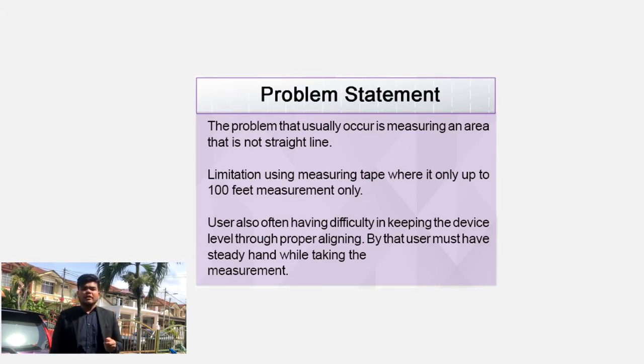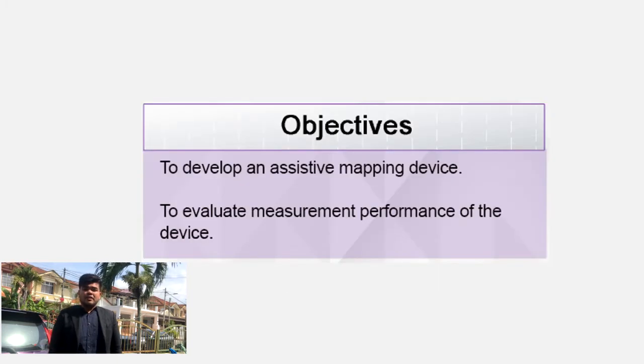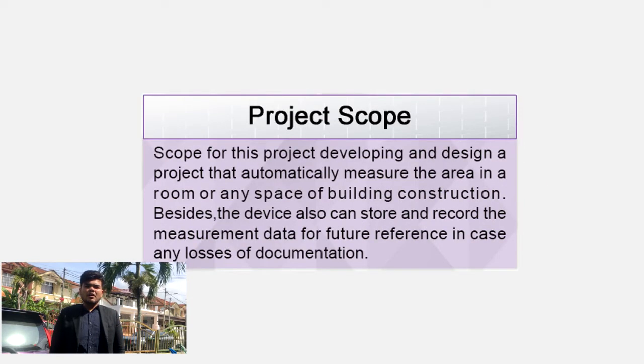while taking measurement. The objective of my project is to develop an assistive mapping device, and the second is to evaluate the measurement performance of the device. The scope of the automated area mapping project is the design of a project that will automatically measure the area in a room or any space of building construction.